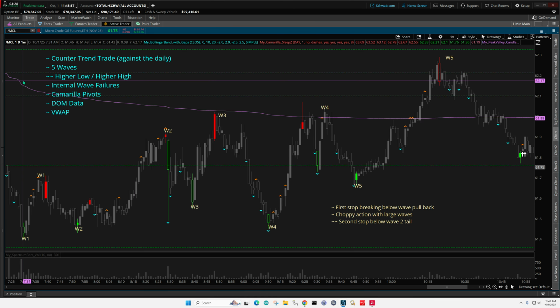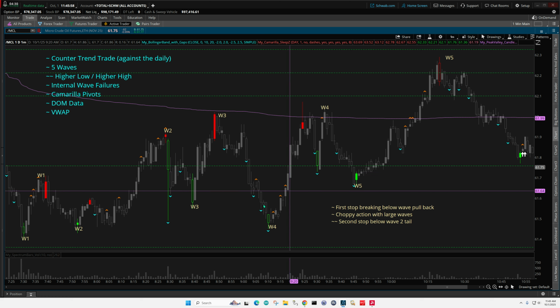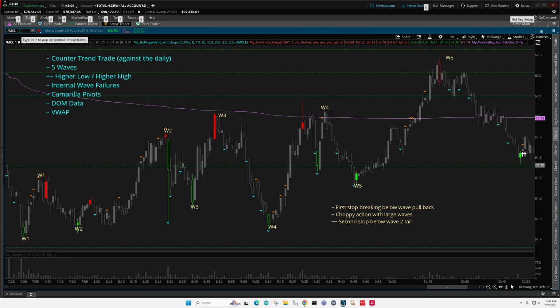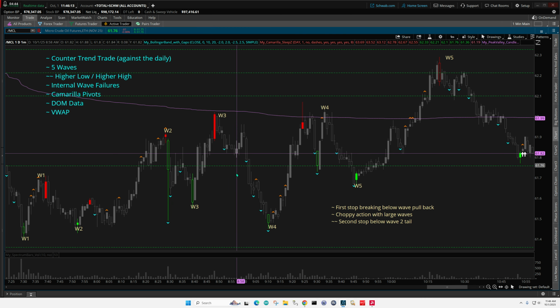VWAP. VWAP is this purple line on my chart. So why would you want to be long this particular underlying? The underlying here is the futures, crude oil futures. We could be trading a stock, and that stock would then be the underlying. But why would you want to be long when something is also clearly under VWAP?